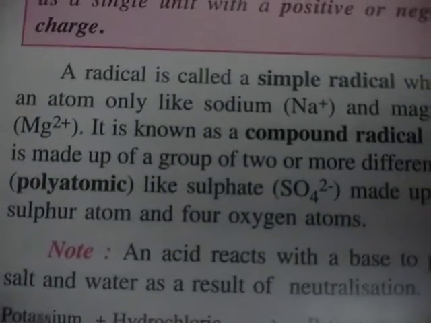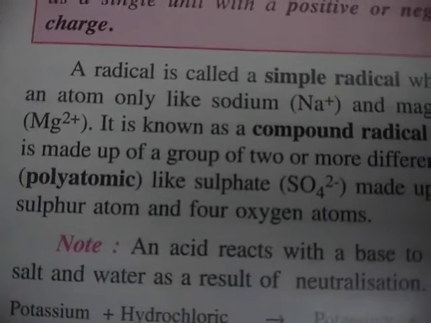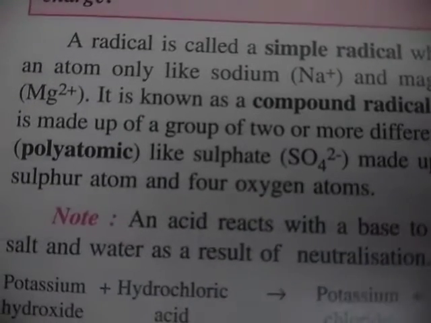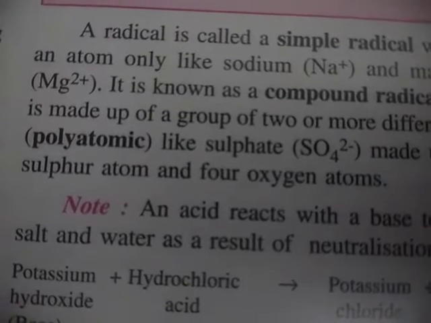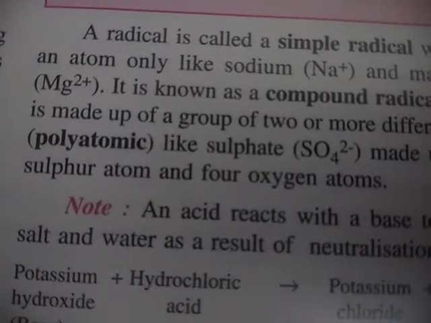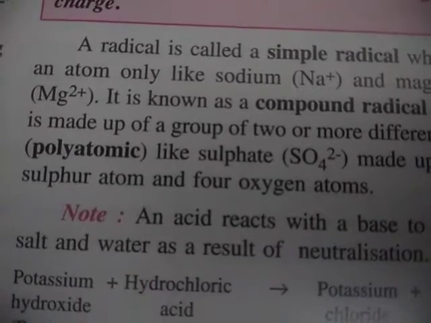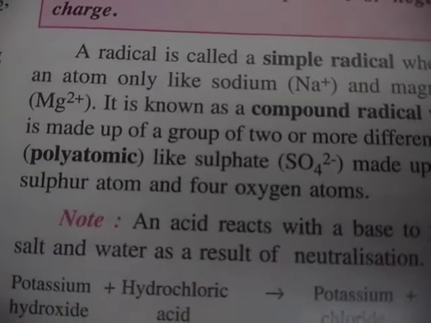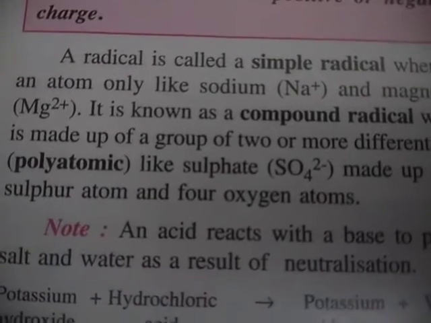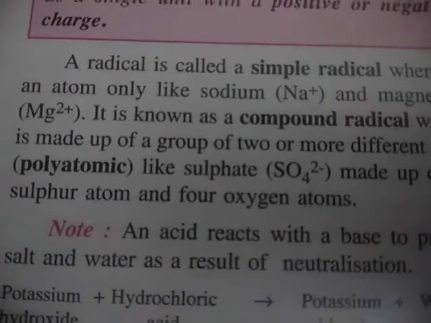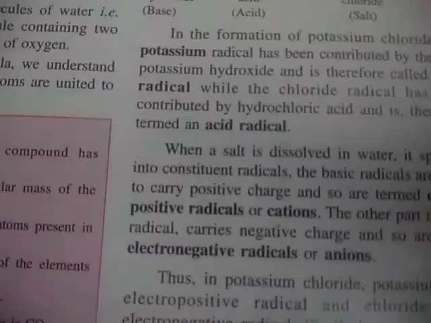For example, here you can see sodium ion is there, so it is a positive radical. Magnesium ion, again it is a positive radical. Then sulfate ion is there. Now in sulfate ion, it is a group of atoms. Sulfur is there, oxygen is there, even 4 oxygen atoms are there, and this is acting as a single unit. 1 sulfur and 4 oxygen atoms are acting as a single unit. So a group of atoms with a charge is called a radical. It is a negative radical here.